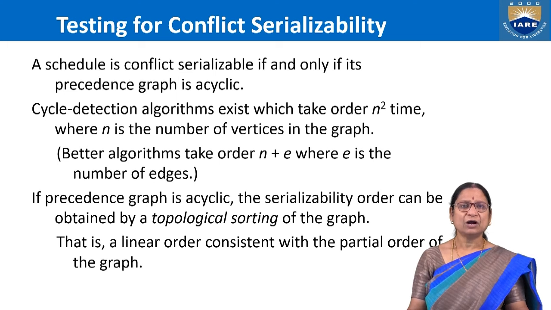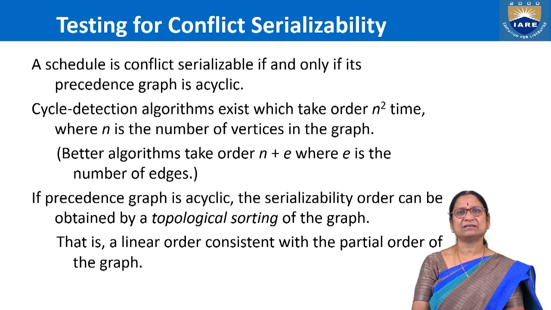So how to check cycles? Acyclic means there should not exist a cycle. There are various algorithms for checking a cycle in a graph. The basic algorithm will take n squared time depending upon the number of vertices. If you consider edges, then it will be n plus e also. Better algorithms are also available. So first we understand whether the graph is going to be drawn or not.